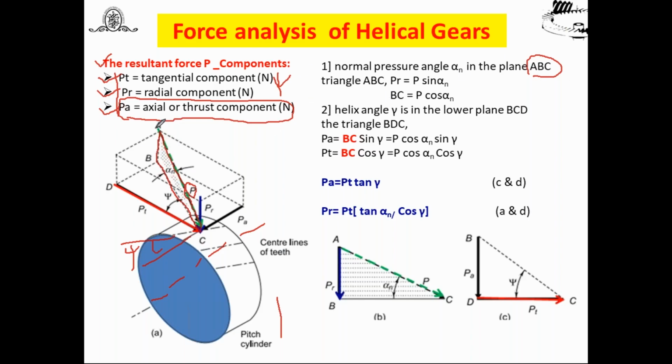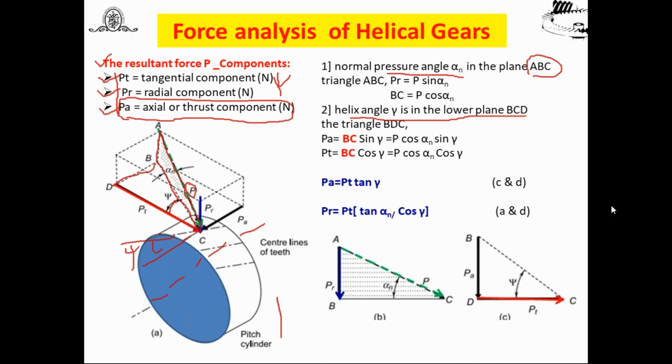This plane is ABC, and here is the normal pressure angle, shown in this plane. Another one is the helix angle, in the lower plane BCD. BCD means this B, here this is C, and this angle is the helix angle, or the angle the teeth make with the axis of the gear. Now for the analysis we have to consider the plane of the resultant force P, and the second one, the lower plane, that is BCD.